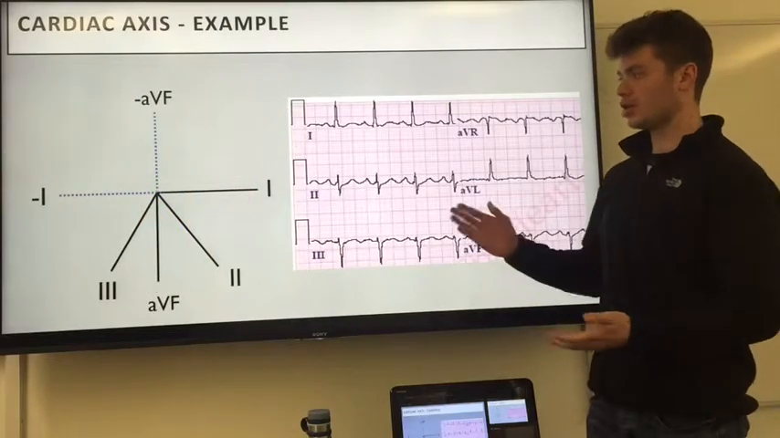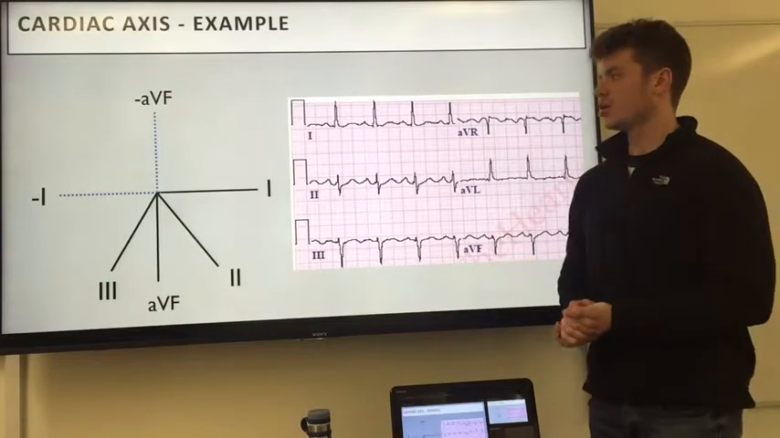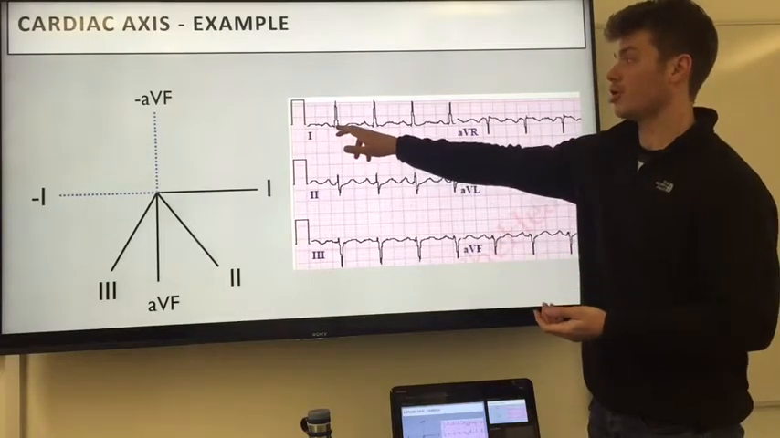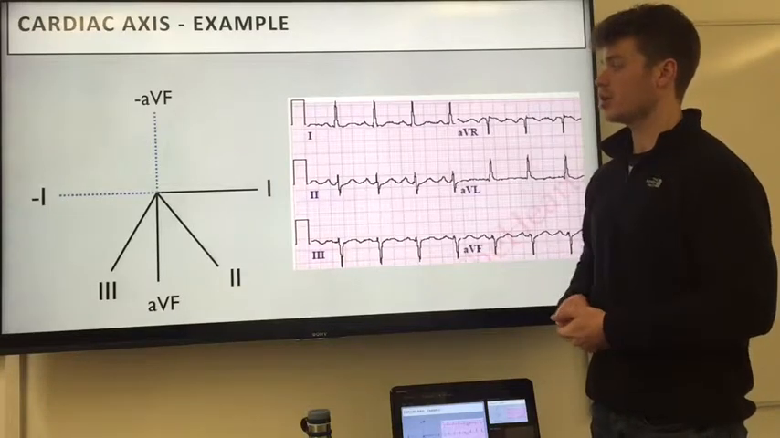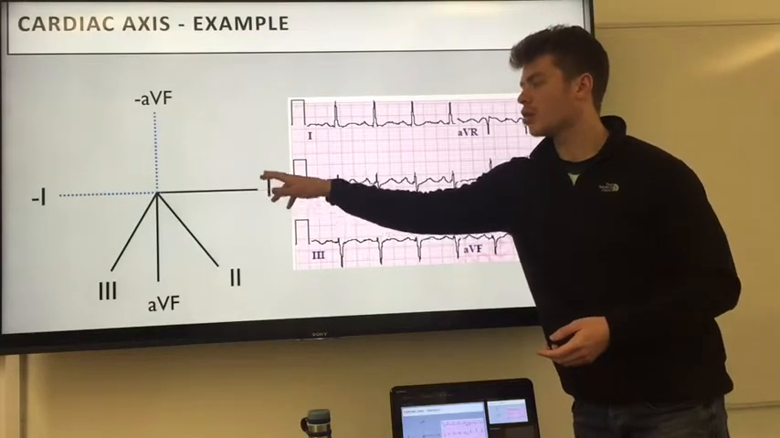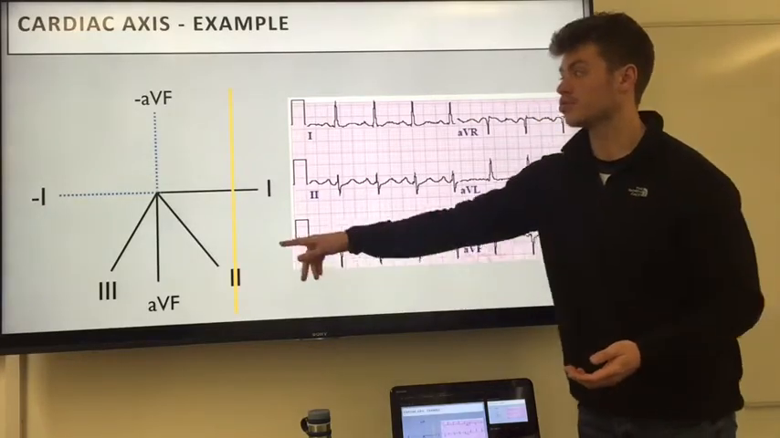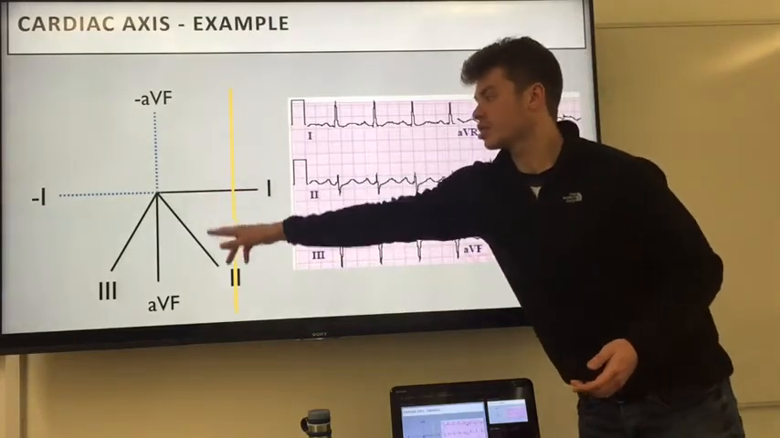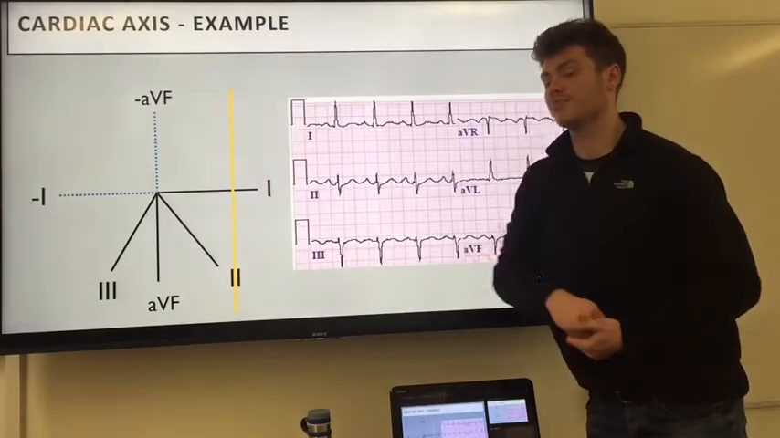So I'm going to look at leads 1 and AVF here. You can see that lead 1 is very positive. It's quite tall as well. So we know it's somewhere along this positive end of lead 1. We don't know whether it's pointing in this up direction or down, but we know that it's pointing in the direction of positive lead 1.